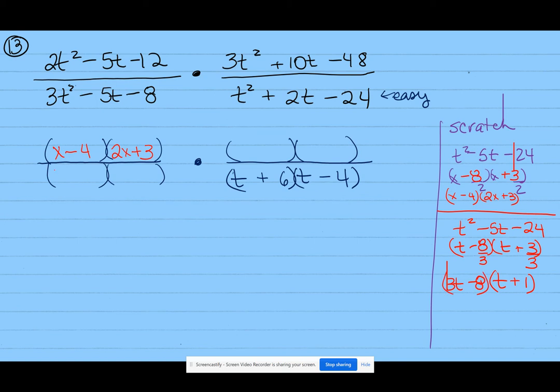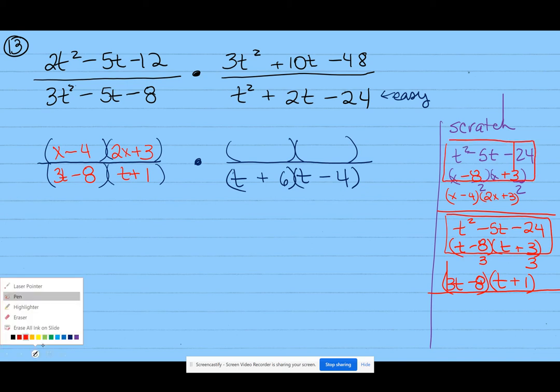About tricked me there. 3t minus 8 and a t plus 1. It was the same trinomial. It was the same part right here. That was the same part, but the first one I had to divide by the 2, and the second one I had to divide by the 3. About caught me there.